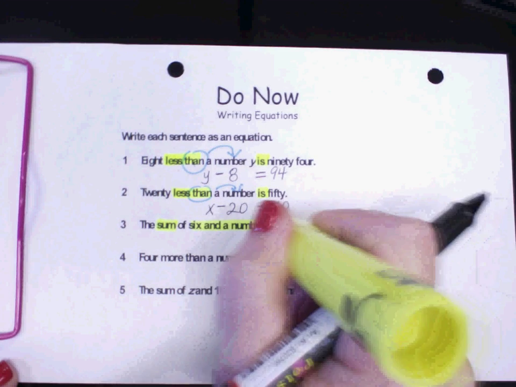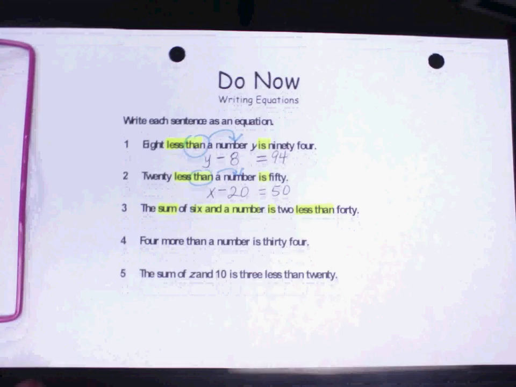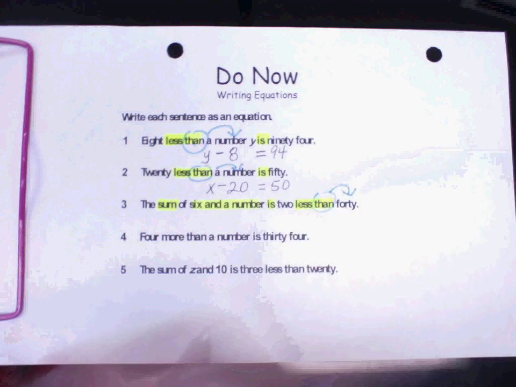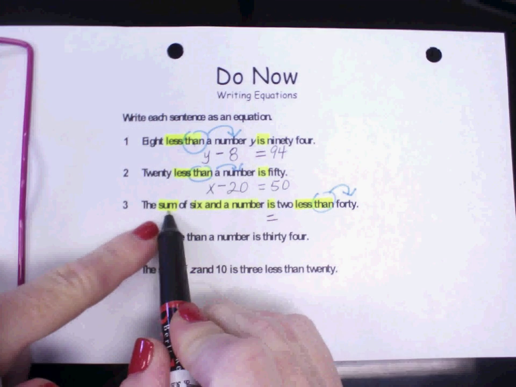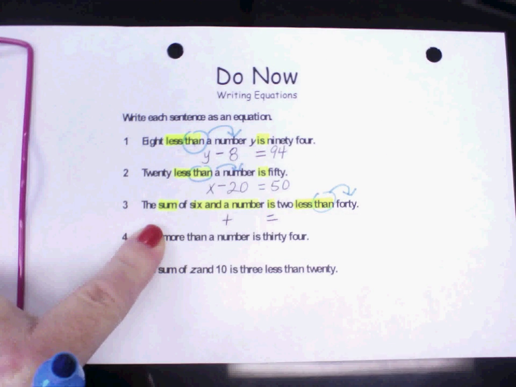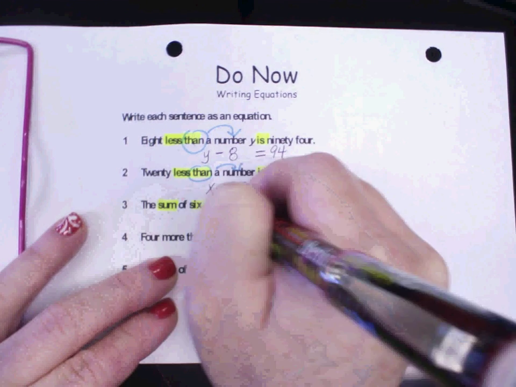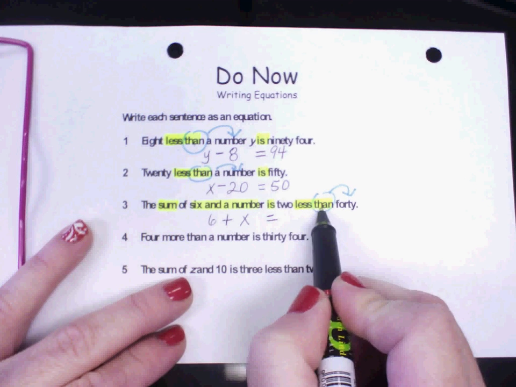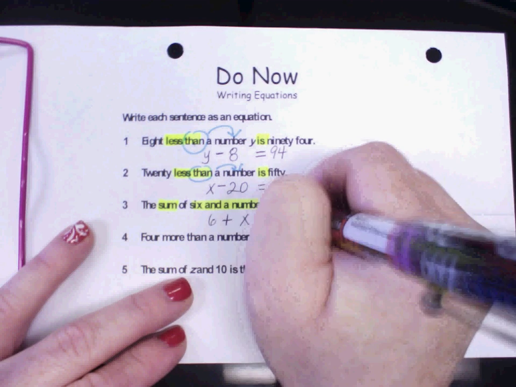All right, the sum of 6 and a number is, and I got a less than. All right, this is my equal sign. If it's a sum, I need to have an addition, right? What am I adding? 6 and a number. Do you know the number? So that will be x. So 6 plus x. And then whatever goes after less than, you write first.